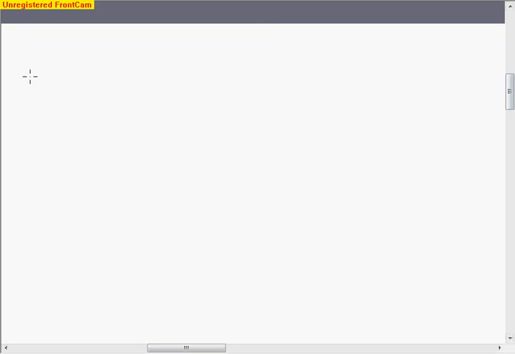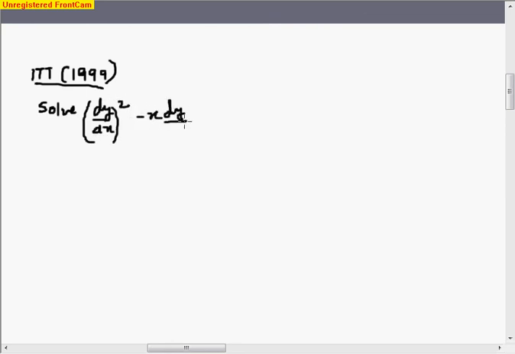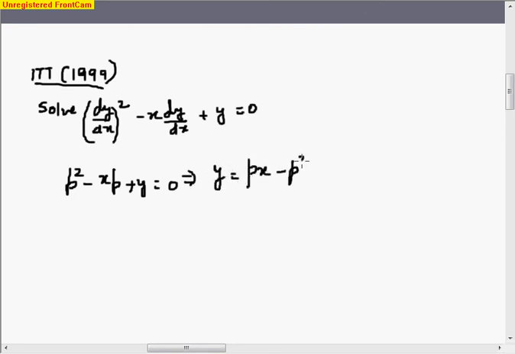This is IIT 1999, very old, but still a good problem. The question is, solve (dy by dx) square minus x dy by dx plus y is equal to 0. So this is p square minus xp plus y is equal to 0, which implies y is equal to px minus p square, which is Clairaut's form. So the solution is y is equal to cx minus c square. Very simple, right?